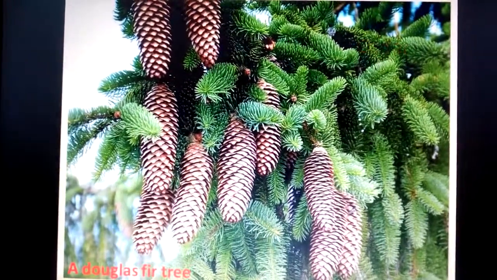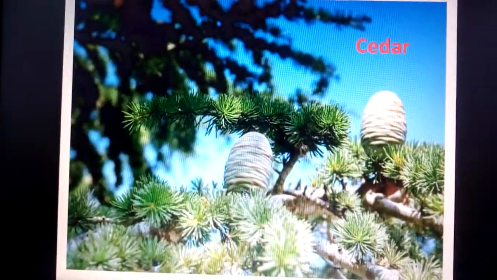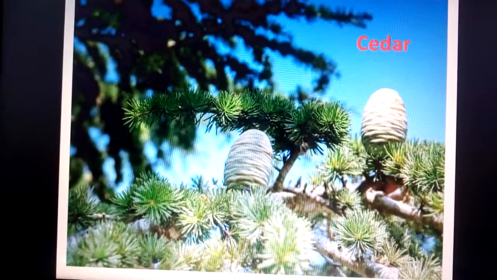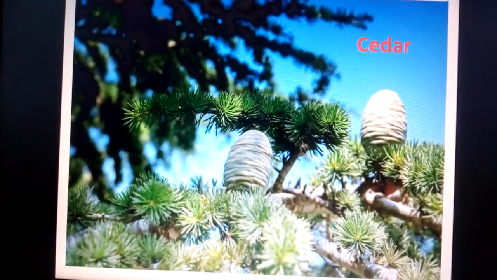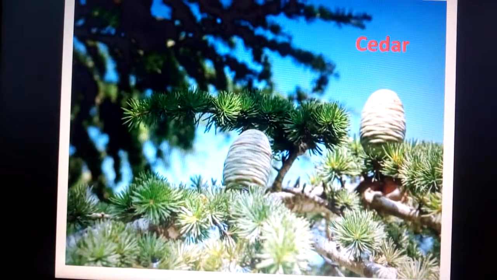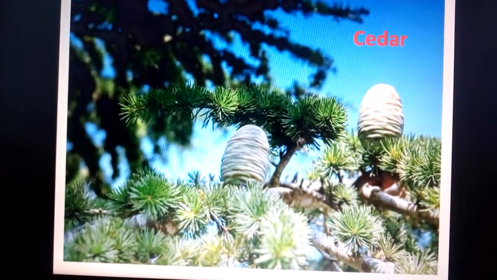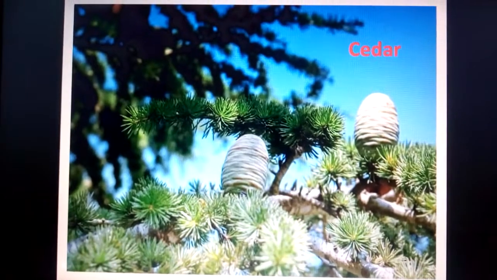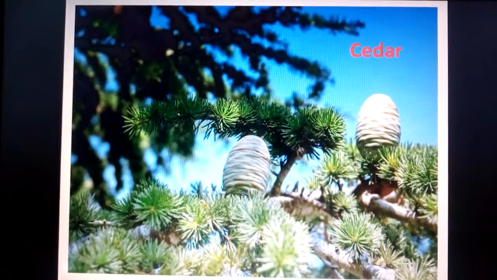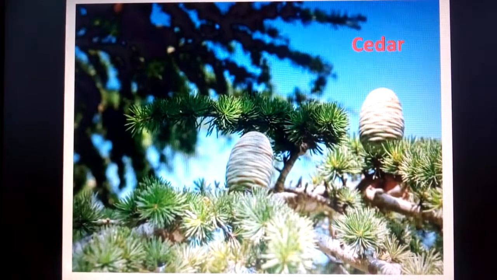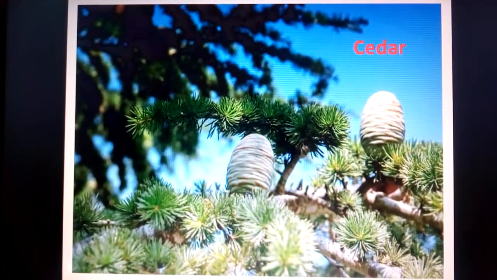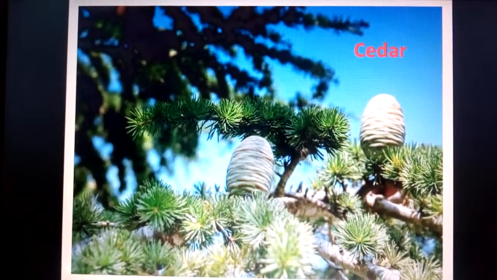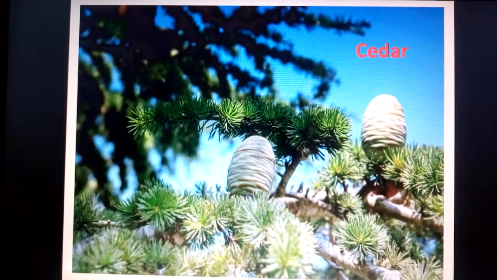come about. Then there is the cedar tree. Look at this. This is what you call the cedar. The cedar also has cones. When you look at this one and this one, these are the cones. Inside these cones is where you will find their seeds. As we say, they are non-flowering. Therefore, how do they reproduce? They reproduce by means of cones because their seeds are found in the cones.